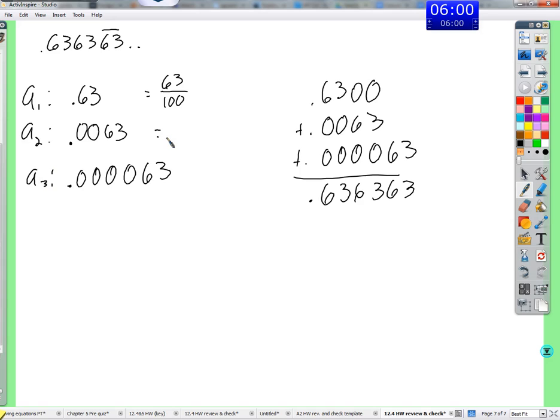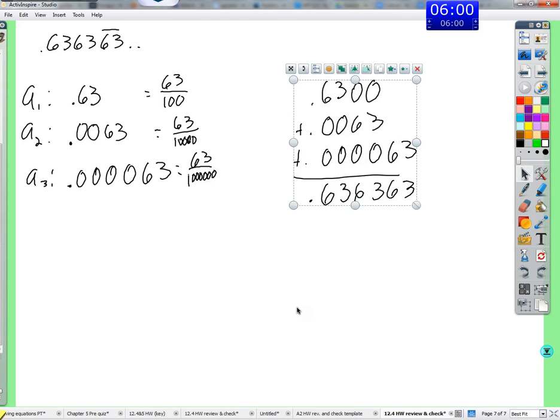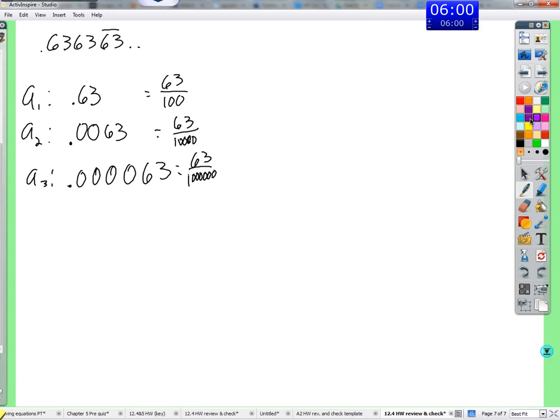Okay, in fraction form, what's our a sub 2? Tenths, hundredths, thousandths, ten thousandths. This would be 63 over 10,000. Hundred thousandths, millions. So now we've written it in such a way that we've created a pattern that we can add up forever and come up with this decimal. But now we can represent each little piece of it as a fraction.